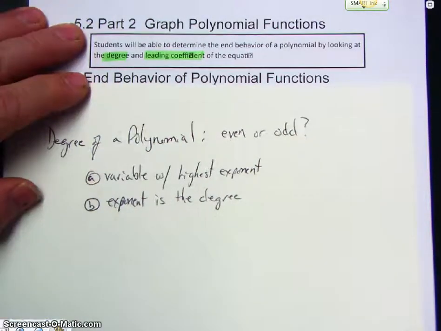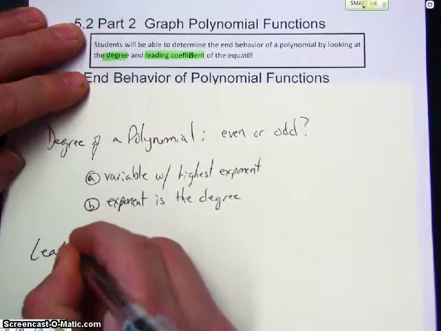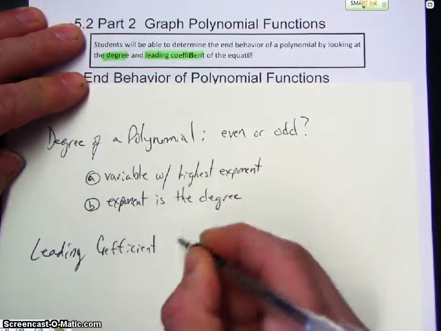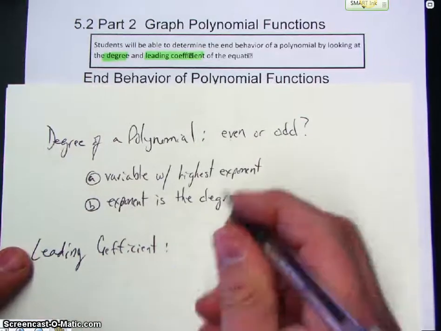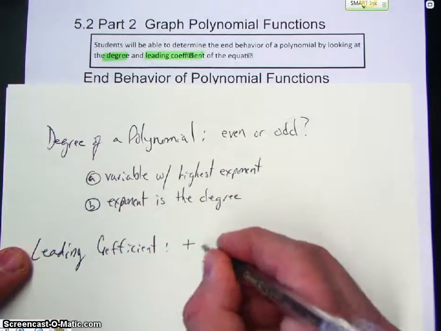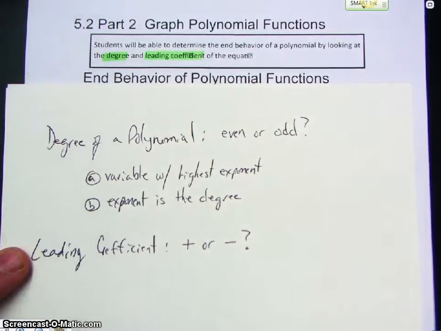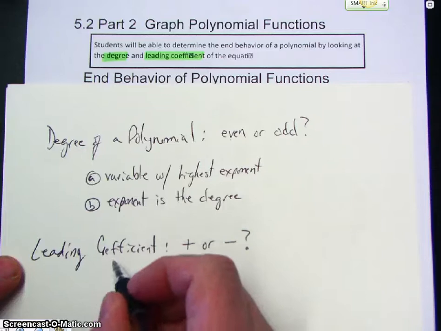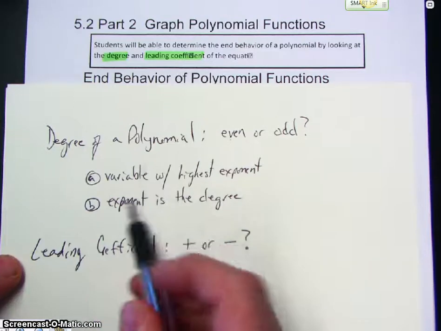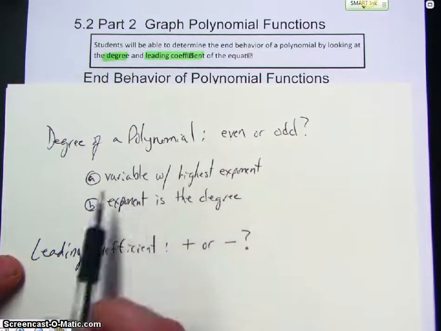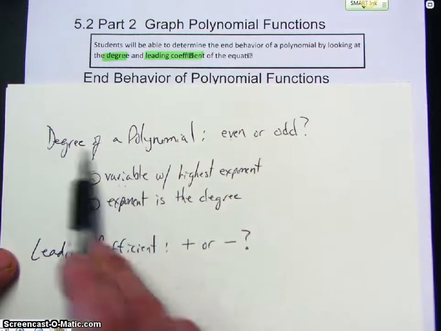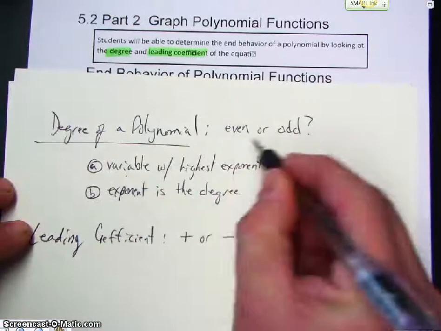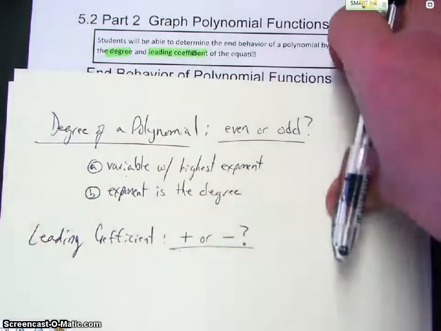The next part is the leading coefficient. The question you need to ask is, is it positive or negative? The leading coefficient is the number that's in front of the variable of the first term. So those are two things you need to ask: is it even or odd, positive or negative?